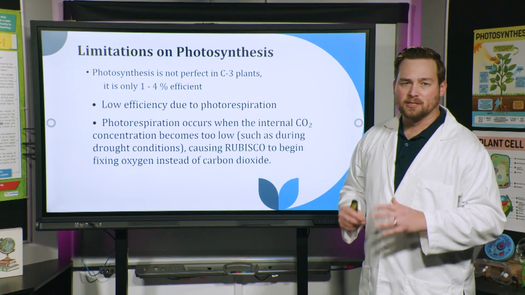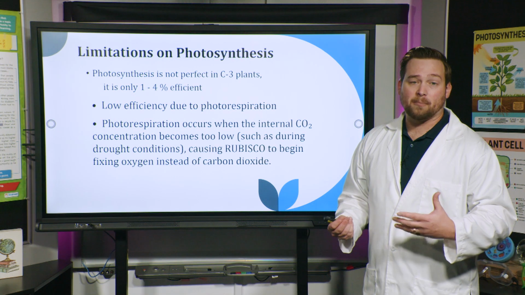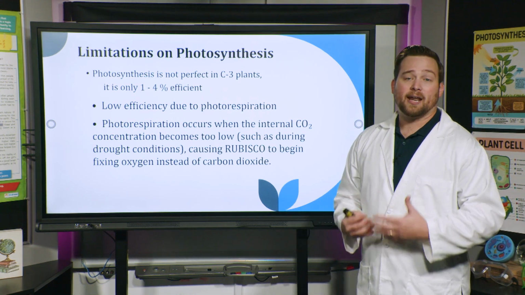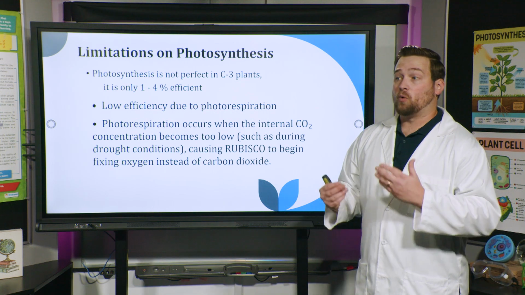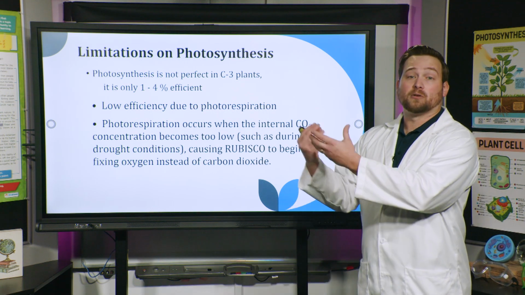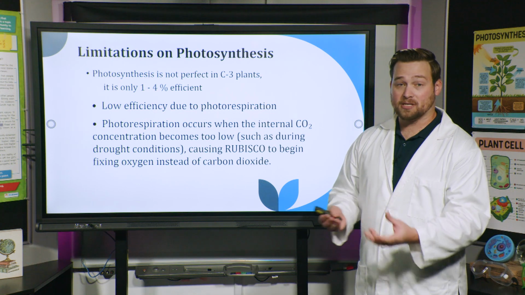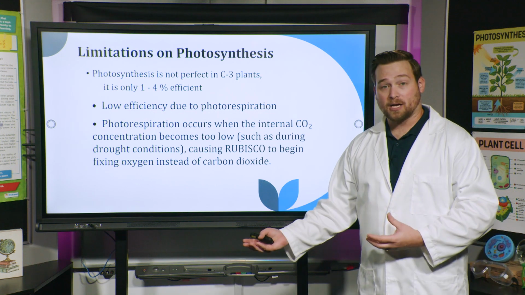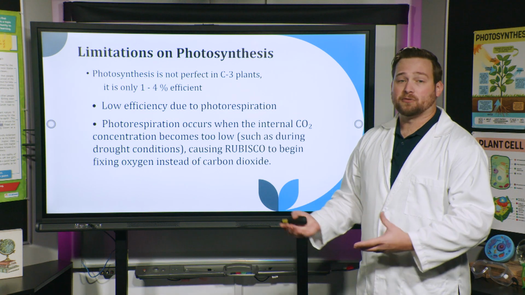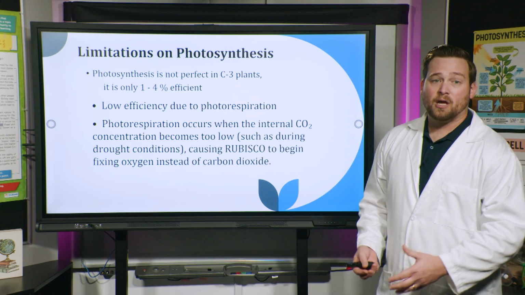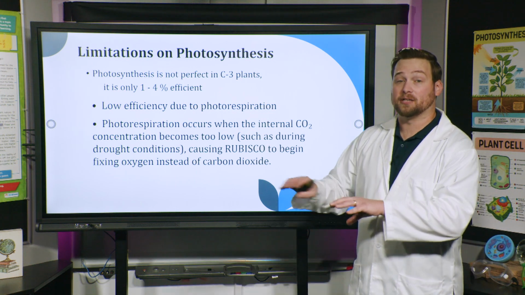Okay, so photosynthesis is not perfect in C3 plants. Its efficiency rate is only about 1 to 4%. And again, the reason for this is that rubisco gets confused. When we first made photosynthesis, there wasn't much oxygen in the atmosphere, so it didn't have to worry about distinguishing between carbon dioxide and oxygen. But now that there is so much oxygen in the atmosphere, rubisco kind of gets confused. So this is a low efficiency because of that.